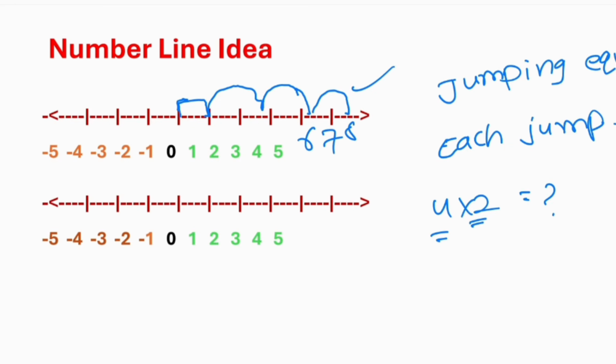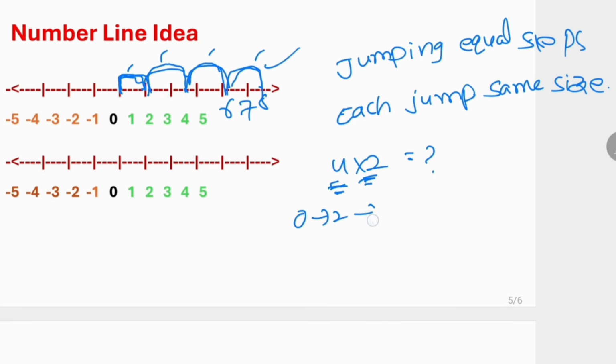In multiplication on the number line, we start from 0. The 4 indicates how many times, and 2 indicates the size of the jump. So the jumps are 0 to 2, 2 to 4, 4 to 6, 6 to 8. How many jumps? 4 jumps. Is it clear?